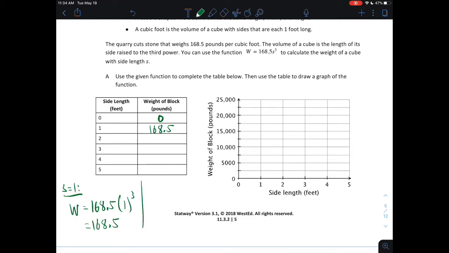Now let's start using our calculator with the next values. So when s is equal to 2, then W is equal to 168.5 times 2 to the third power. So just type into your calculator 168.5 times parentheses 2, close the parentheses, raise the power to the third power. And you're going to get 1,348. That's how many pounds that is.